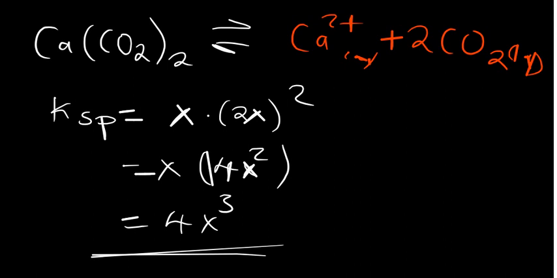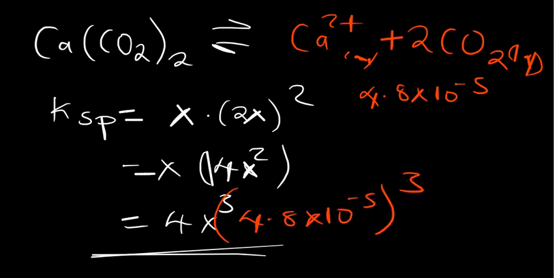So now in this question, they've even given us the solubility. We've been told the solubility for that solid was 4.8 by 10 to the power negative 5. So now where there's x, you get to put that. The power 3. Then multiply by 4. So 4.8 by 10 to the power negative 5, raised to the third power. Multiply by 4. So the value that I'm getting is 4.42 times 10 to the power negative 13.